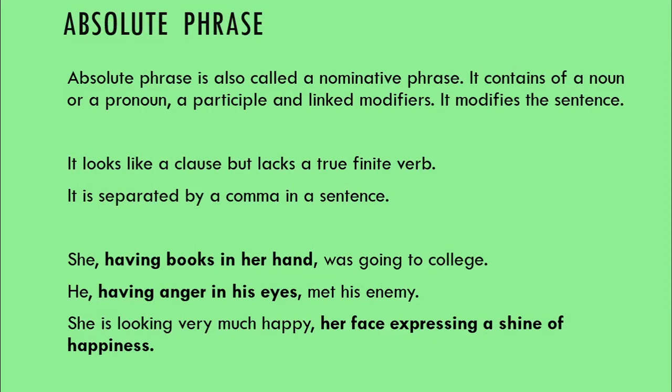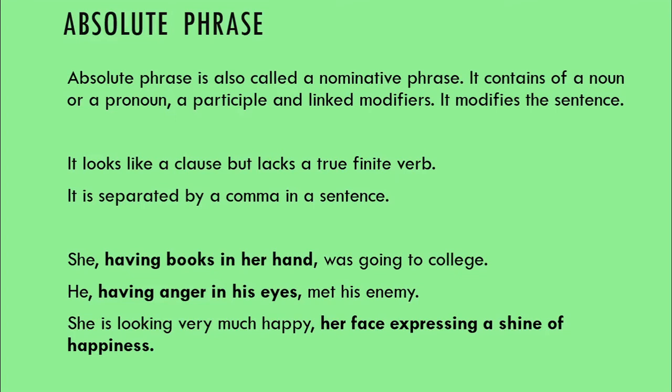Absolute phrase. So what is an absolute phrase? An absolute phrase is also called a nominative phrase. It consists of a noun or a pronoun, a participle, and linked modifiers. It modifies the sentence. It looks like a clause but lacks a true finite verb. It is separated by a comma in a sentence. For example, she, having books in her hand, was going to college.